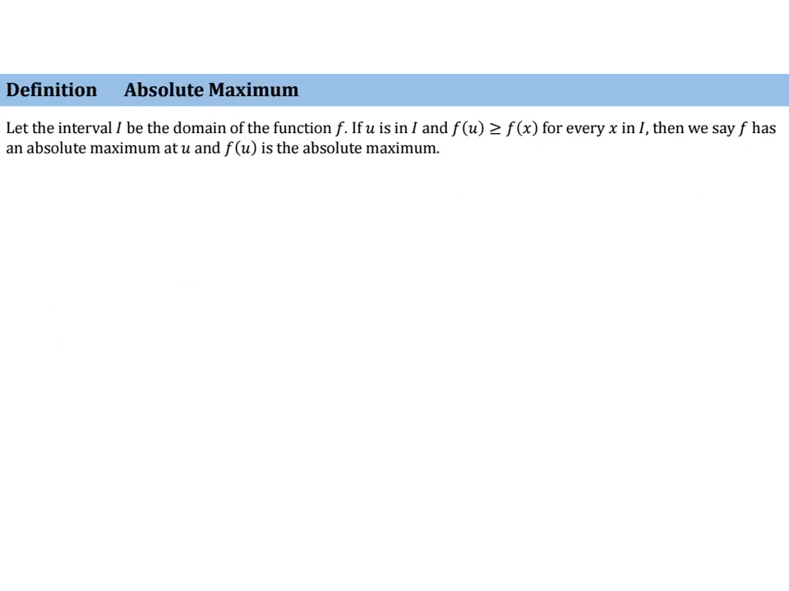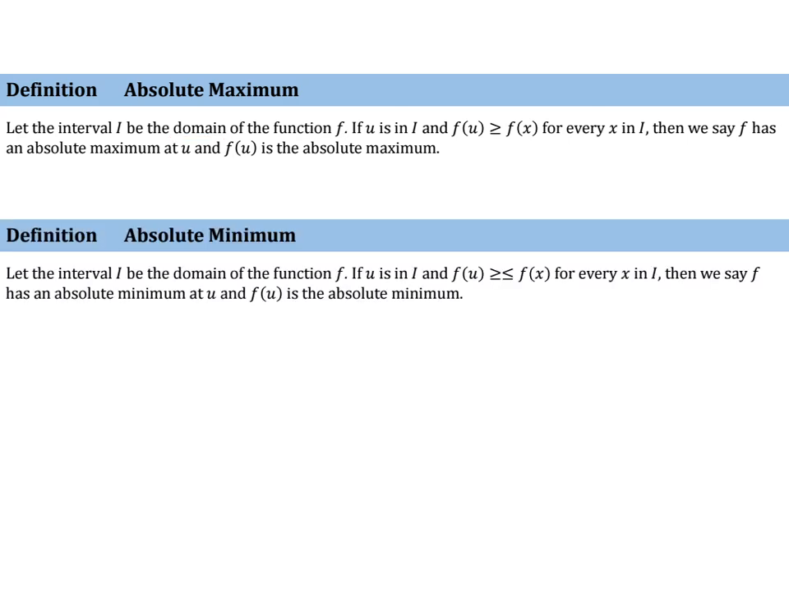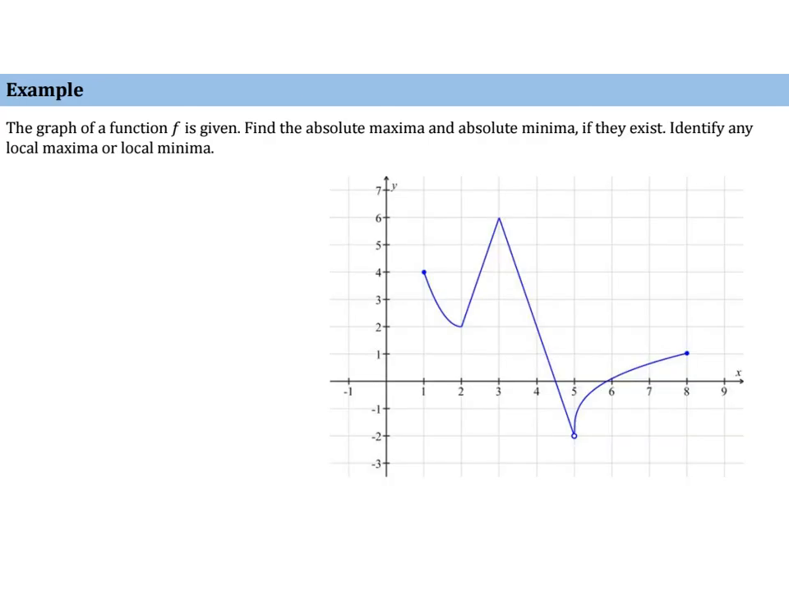And now we have the concept of absolute maximum and absolute minimum. So an absolute maximum is, if you look at the whole graph over its entire domain, what is the highest value? And likewise, if you're looking at the absolute minimum, it's over the entire domain, what is the lowest value? So let's take a look at an example and find the absolute maximum and minima if they exist.